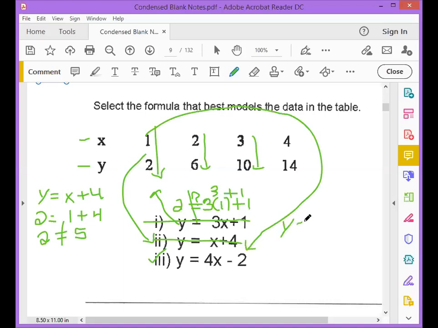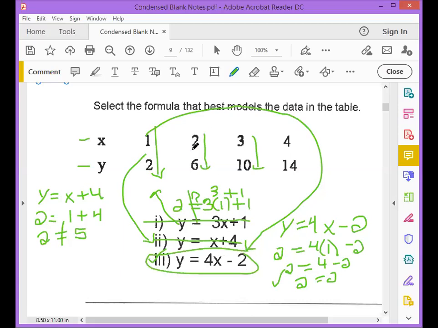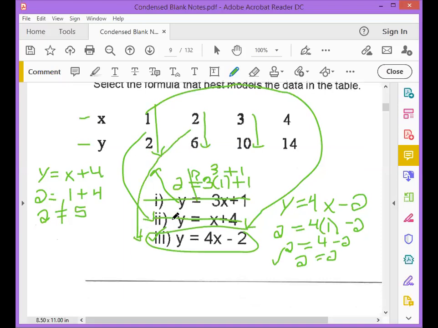We have y equals 4x minus 2, and we're substituting again. Y is 2, so 2 equals 4 times our 1 minus 2. That will give us 4 minus 2. So it checks out for the first equation. 4 minus 2 is 2. That checks out. In order for this to truly be the right answer, we also must confirm that these second, third, and fourth ordered pairs also work.